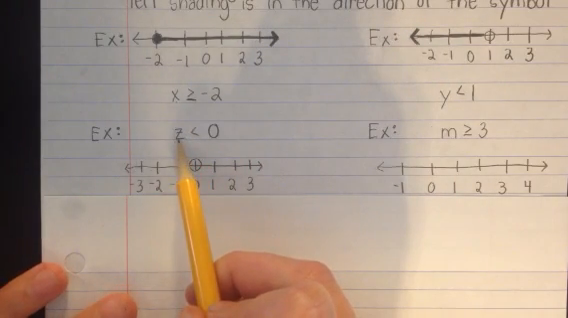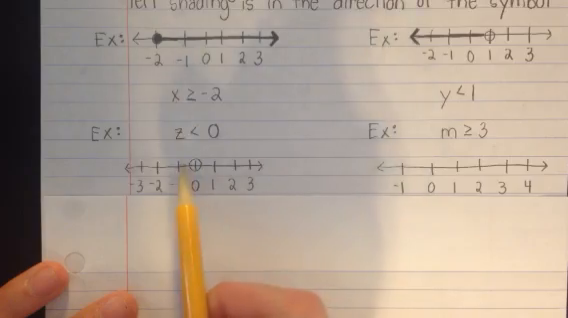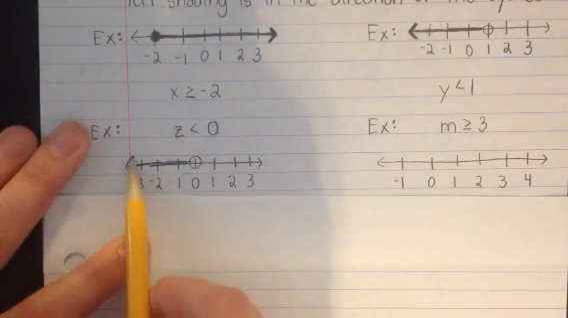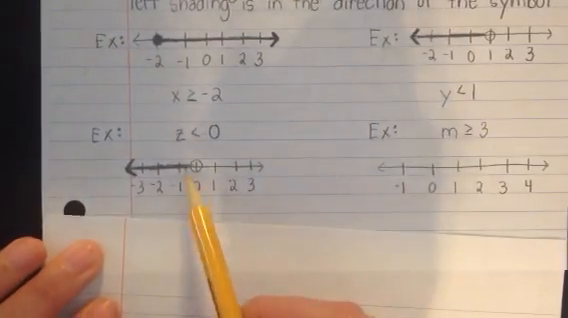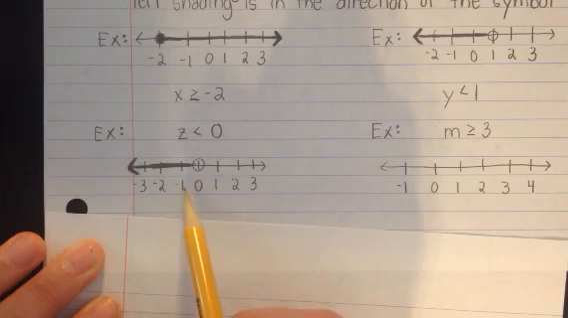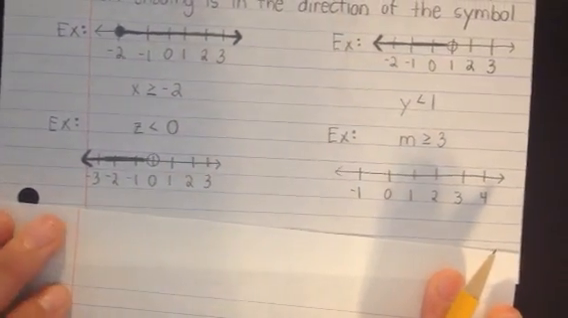And since my variable's on the left, since my symbol is pointing to the left, I need to shade to the left. And if you think about it, it logically makes sense. When it's saying z is less than 0, all of these values to the left of 0, the direction I'm shading, are less than 0. -1, -2, and -3 are all less than 0.